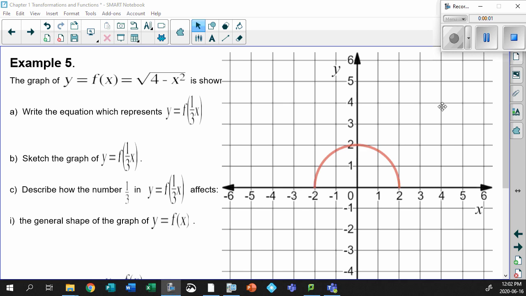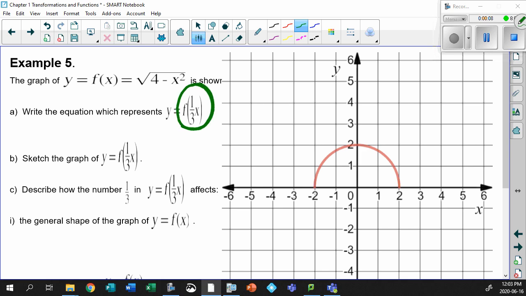All right, let's keep our journey going here. Example 5. Holy smokes, no shortage of examples here. Look, we're still dealing with this guy here, our same old equation, same old graph. But now don't forget that we have the emphasis on the x.